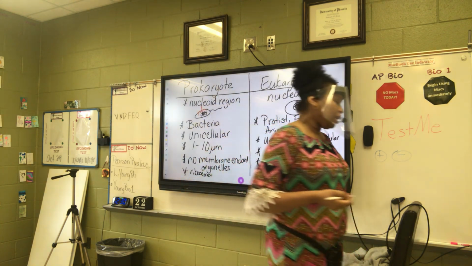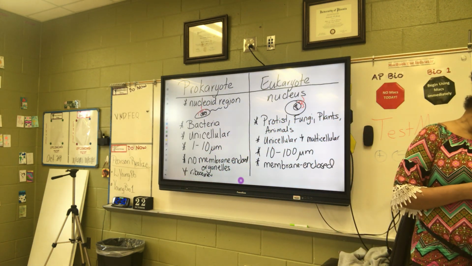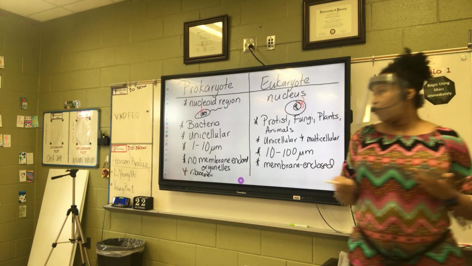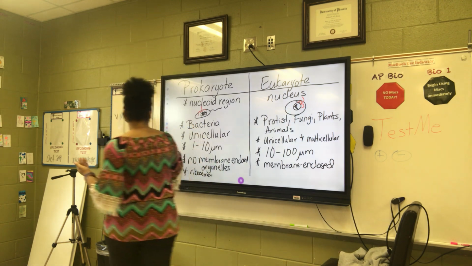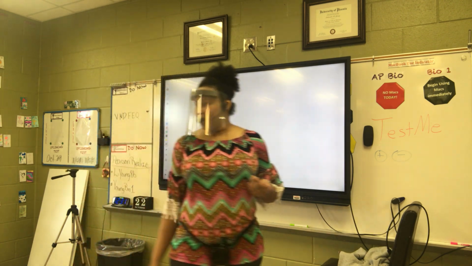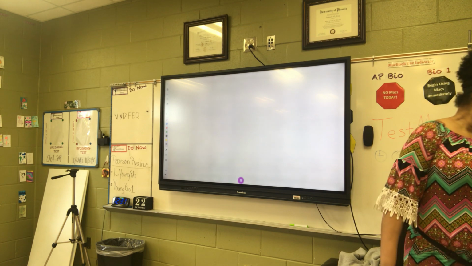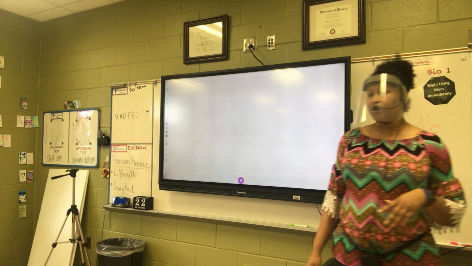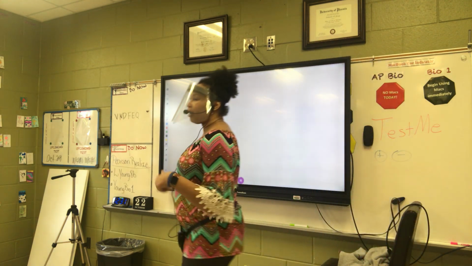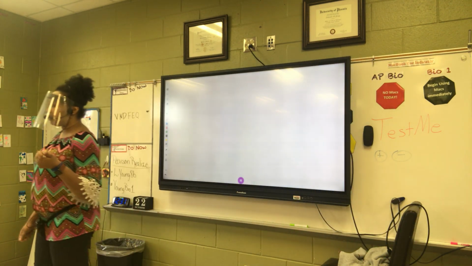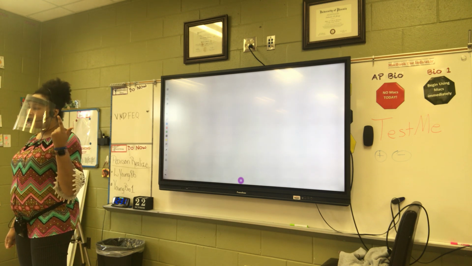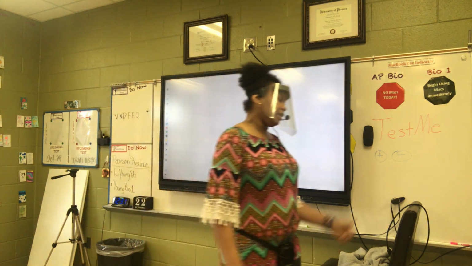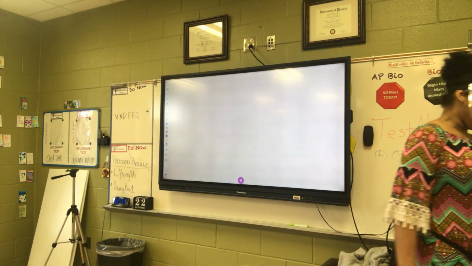Now, let's see if we can fill out this chart. We're comparing prokaryotes to eukaryotes, okay? Let's see if we can do it together. All right, so first category: what are they found in? What are prokaryotes found in? Bacteria. What about eukaryotes? Protists, fungi, animals, and plants. All right, so we can find eukaryotic cells in protists, fungi, plants, and animals.